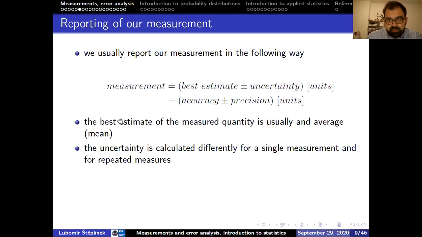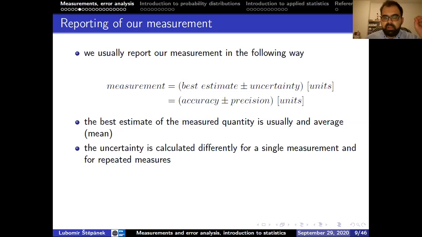And the uncertainty term is completely different, because there is a difference if we have only one measurement, a single reading, which is the first case, and the second case, if we have repeated measures, repeated readings. The second scenario is of course better, because as we already saw, the more measurements you have, the more likely you are able to reduce the statistical errors and these random errors. So now I'm going to talk about both scenarios.